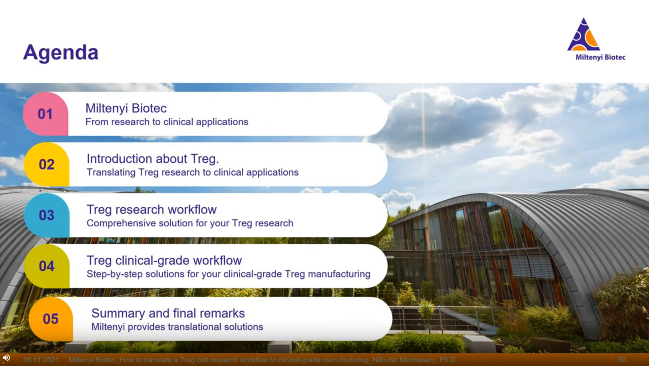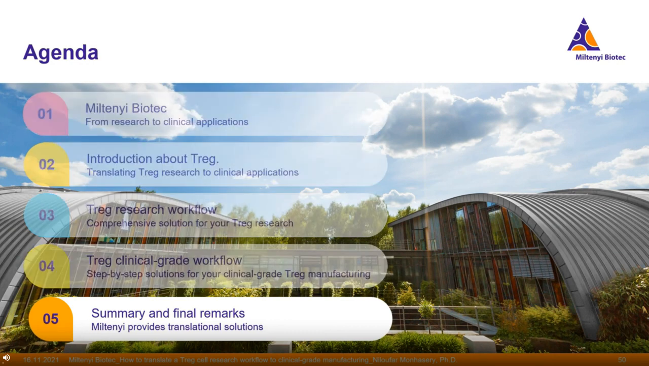I really wish for a longer time to show you more application examples and cover all the aspects of the workflow and all the solutions that we have for each step. But please reach out to us to get more information. At this time, I have to go to the summary part and just finish my talk.